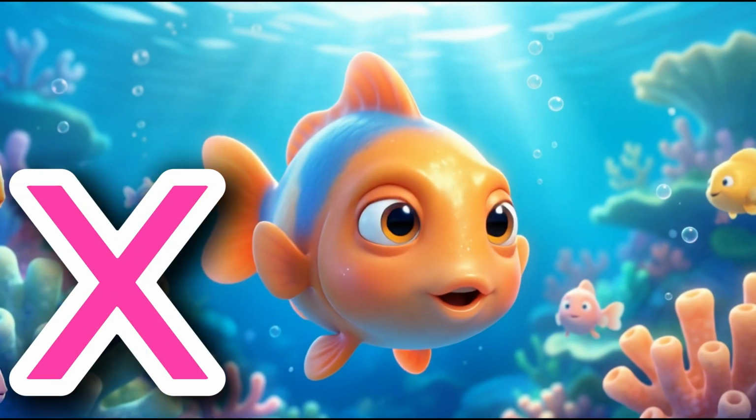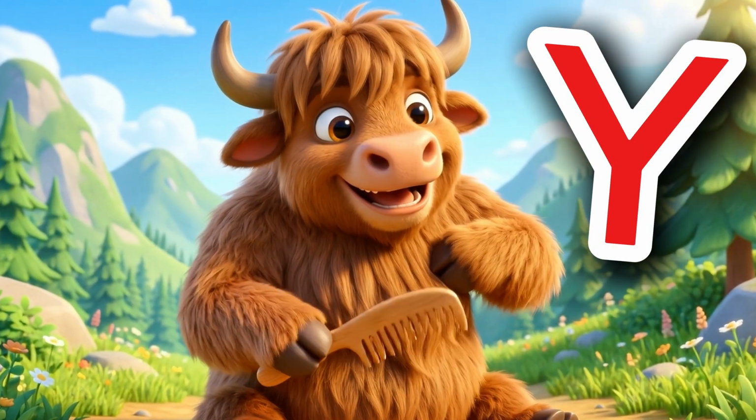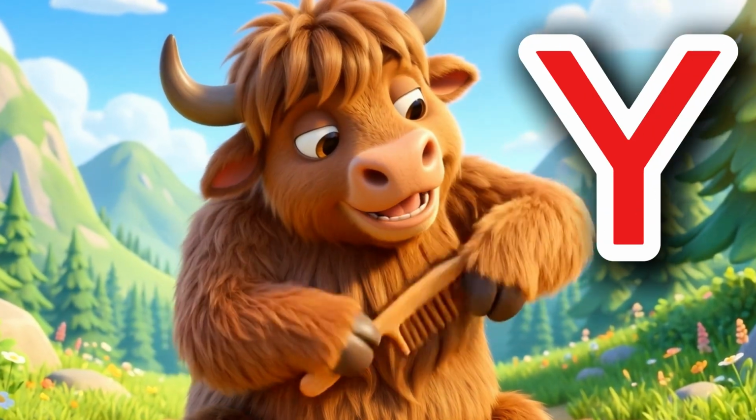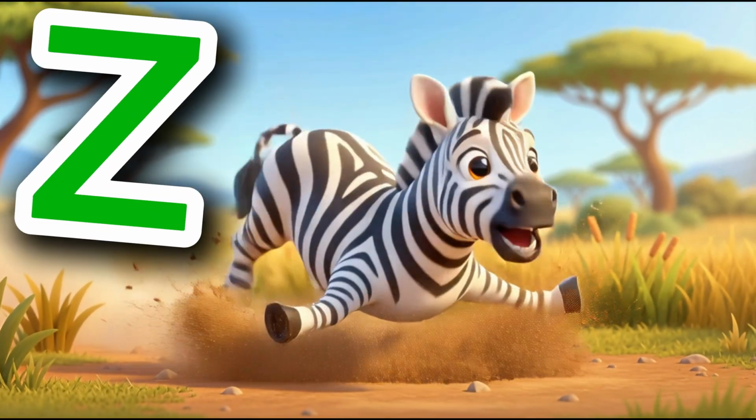X is for x-ray fish, flash, flash. Y is for yak, moo, moo, moo. Z is for zebra, sings with you.